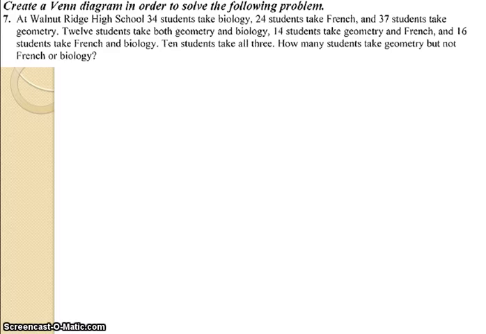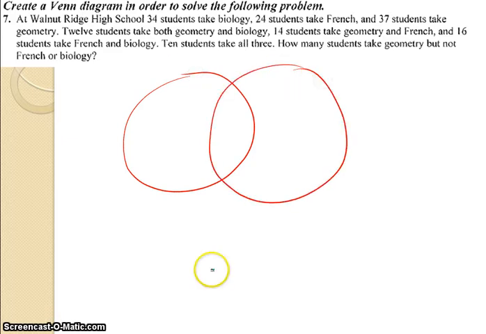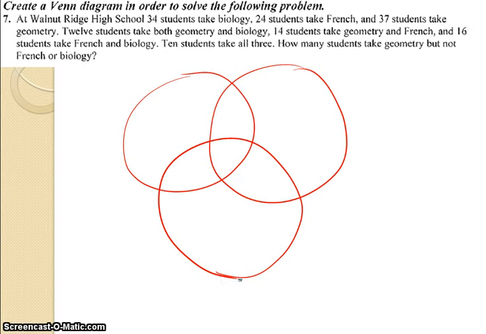All right, so hopefully you've solved this. I'm going to show you how to do it. All right, so I'm going to draw myself a Venn diagram that has 3 circles. And this is Walnut Ridge High School. And this is my, whoa! Oh my gosh. This is my biology circle. Should do it in different colors, but I'm not going to. This is my French circle. And this is my geometry circle.